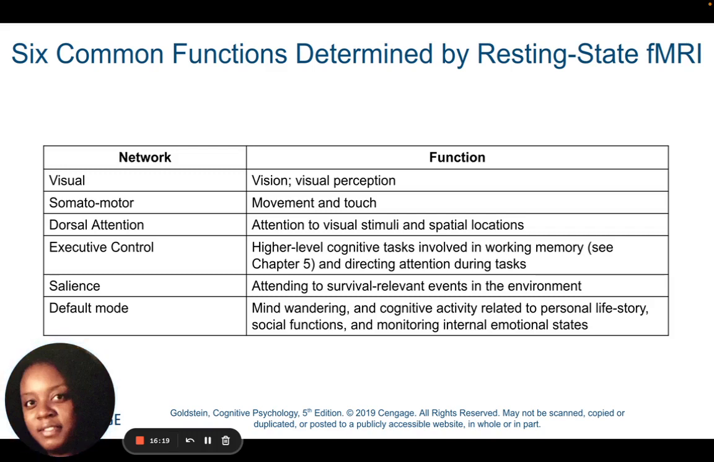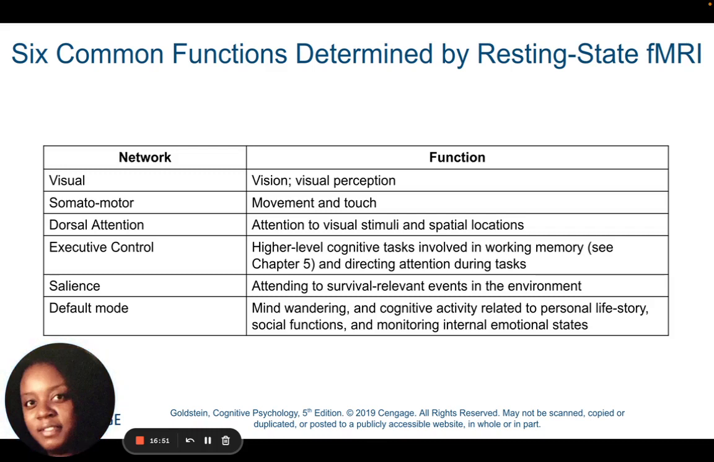There are 6 common functions that have been determined by resting state functional MRI scans. And those 6 areas are the visual, somatomotor, the dorsal attention, the executive control, salience, and default mode. And the function of the visual network is for vision and visual perception through that occipital lobe. The somatomotor network is responsible for our ability to move and to touch things.